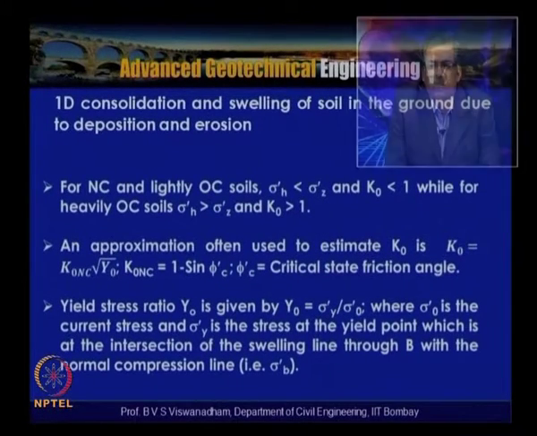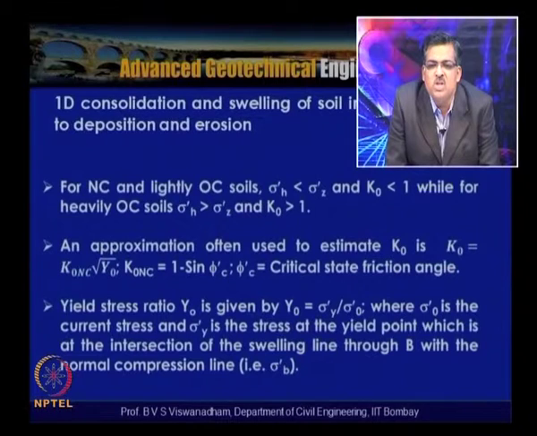This y naught is the yield stress ratio, which we have defined earlier. Yield stress ratio is sigma dash y by sigma naught dash, where sigma naught dash is the current stress and sigma dash y is the stress at the yield point, which is the intersection of the swelling line through B with the normal compression line sigma dash B.